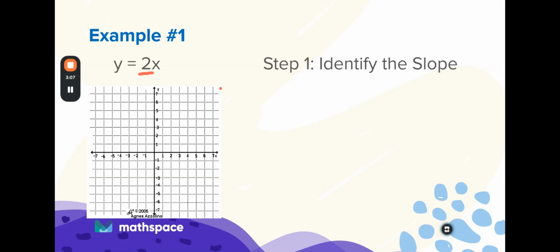Here's the other thing: our slope has to be in the form of a fraction. Right now it's a whole number. If it's a whole number, I'm going to put it over 1.